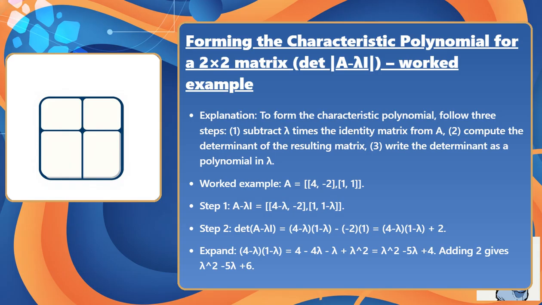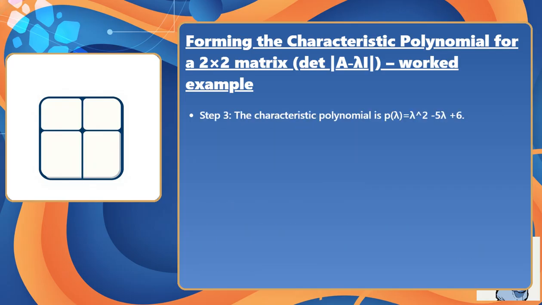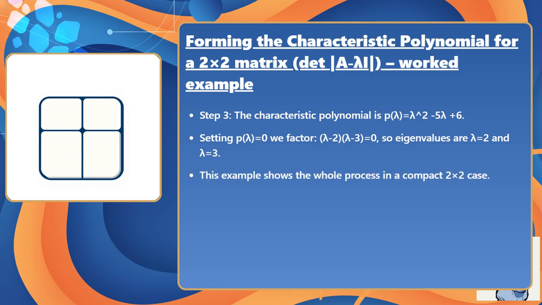Expand: (4 minus lambda)(1 minus lambda) equals 4 minus 4 lambda minus lambda plus lambda squared, which is lambda squared minus 5 lambda plus 4. Adding 2 gives lambda squared minus 5 lambda plus 6. Step 3, the characteristic polynomial is p of lambda equals lambda squared minus 5 lambda plus 6. Setting p of lambda equal to 0, we factor as (lambda minus 2)(lambda minus 3) equals 0. So the eigenvalues are lambda equals 2 and lambda equals 3. This example shows the whole process in a compact 2 by 2 case.